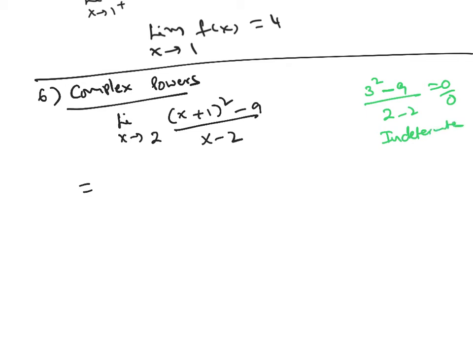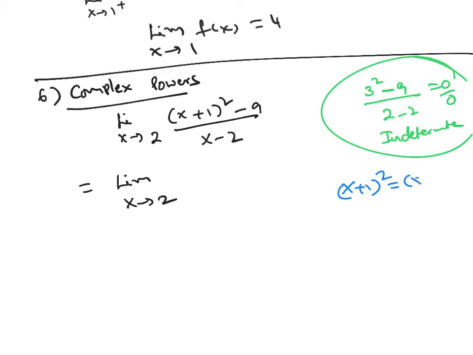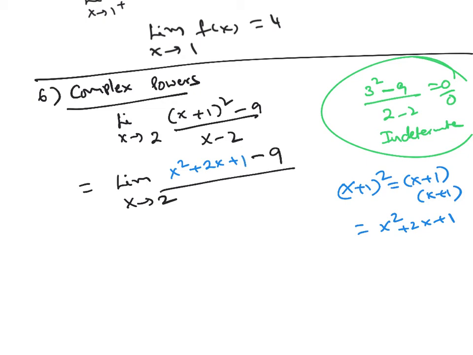Because it's indeterminate in this case, I have to look at the methods that I learned, and one of the methods says that if you have exponents, expand it. What do you mean by expand? So I FOIL this, x plus 1 times x plus 1, that gives me x squared plus 2x plus 1, and then minus 9 divided by x minus 2.